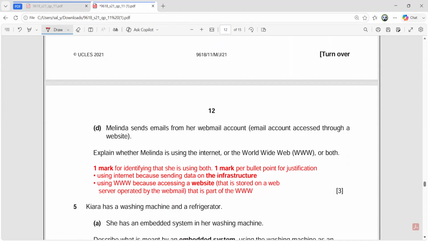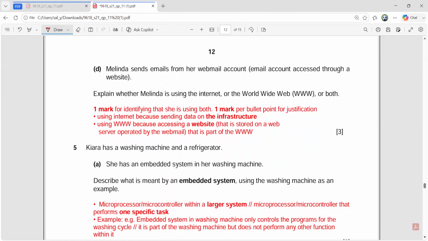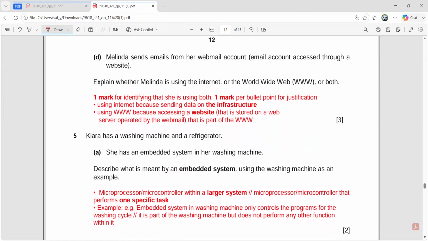Using the internet because she is sending the data on the infrastructure. We remember, internet means the use of the infrastructure. Since she is using an infrastructure, that is why she is using the internet. Using the www because she is accessing a website that is stored on a web server operated by the webmail, and that is a part of the www. She is accessing an account, and this means she is using the www part. So in this manner, 1 mark for identification that both are active at the moment, 1 mark for describing why internet, and another mark for why www. Question number 5.